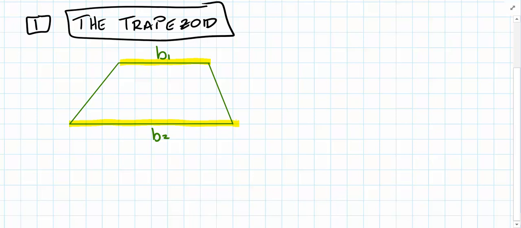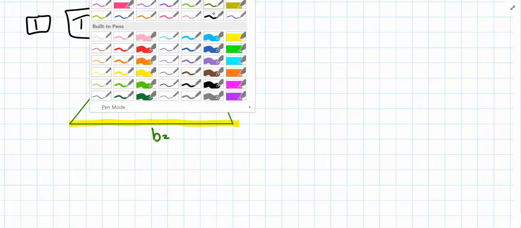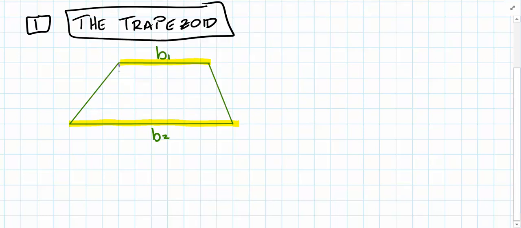And then every trapezoid has a height. So what do you think the height is? Do you think it's this slanted piece on the side? No, it's an altitude. So this piece here is going to be our height. No matter what shape, height is perpendicular to a base.